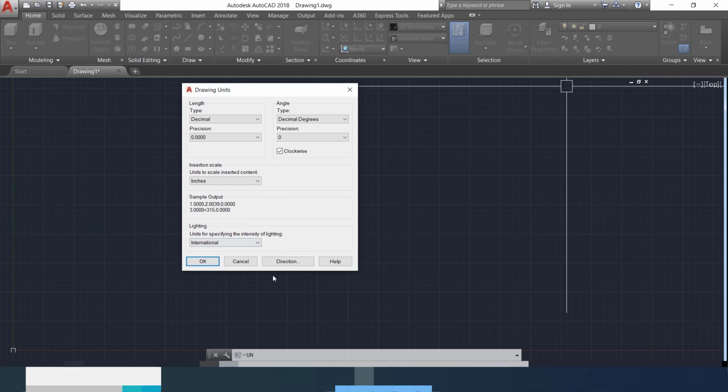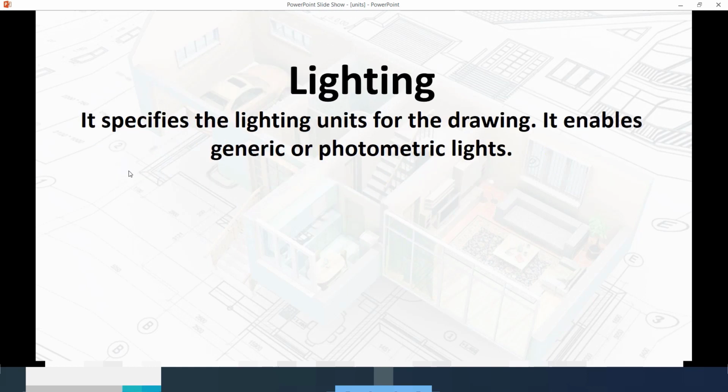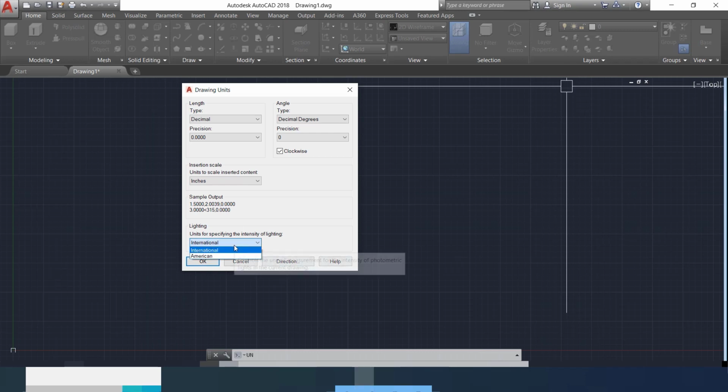The last one is for the lighting. We have two types of lighting, American and international. First, learn about photometric lighting. The photometric lighting uses light energy values which give a realistic and natural appearance to a scene. It defines light more accurately as it would be in the real world. So lighting specifies the lighting units for the drawing. It enables generic or photometric lights. You can select as required, but this is for 3D rendering. If you want to draw a plan or elevation, it will not matter.